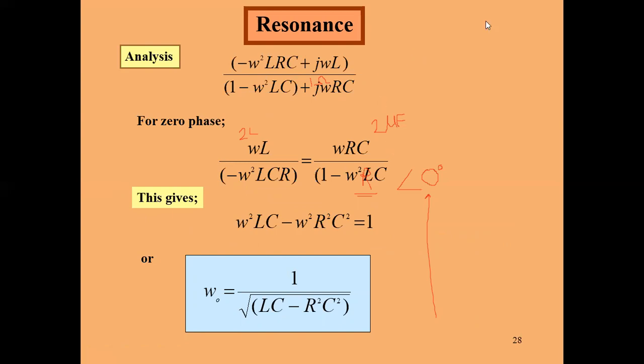So the formula for this resonance circuit is given as follows. When we solve all these things, for the first one, omega 0 is equal to 1 divided by under root LC minus R square C square, or here omega is nothing but 2 pi f. So f is equal to 1 divided by 2 pi under root LC minus R square C square. That is the formula for the parallel resonant circuit.